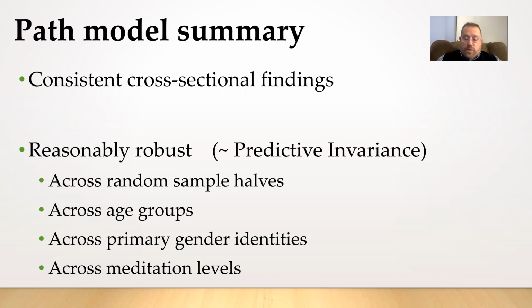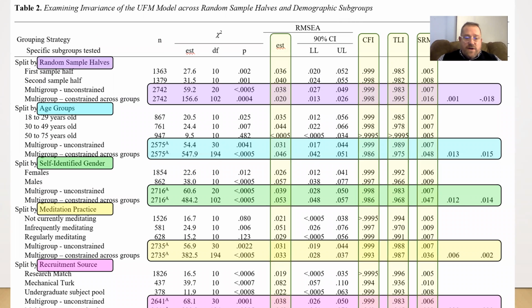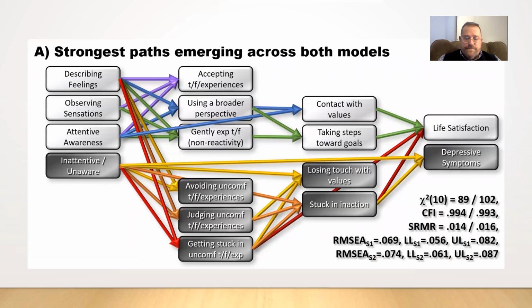So that was really cool. And I was so happy that the reviewers encouraged us to look at model invariance, because it was something that I had never done before. Essentially, we were able to show that not only do we have a model that cross-replicated across two random sample halves, but it remained fairly robust and consistent across age groups, gender, and meditation practice.